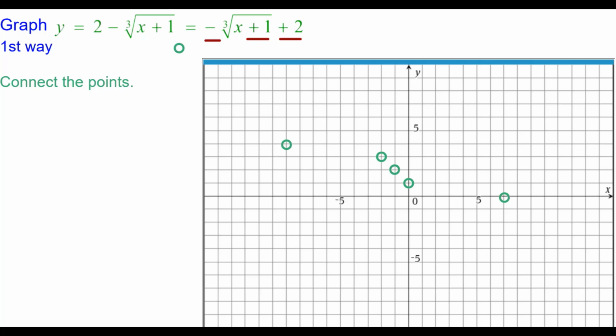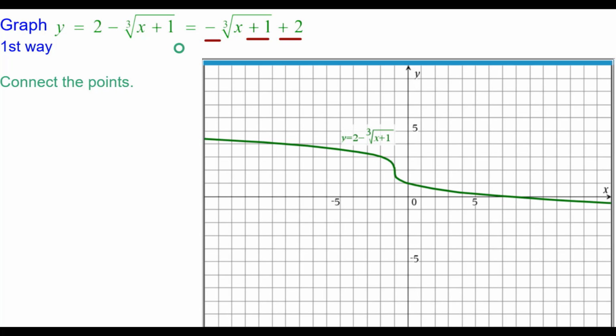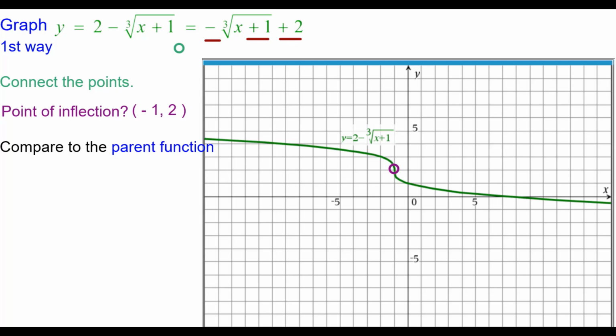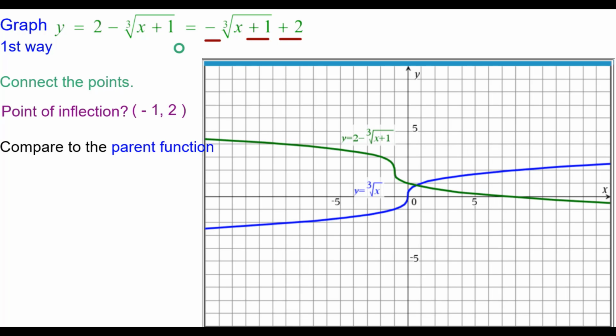Connect the points to look like a cube root curve. Point of inflection at negative 1, 2. And compare it to the parent function, and you can see it's been flipped and moved because of the negative and the plus 1 and plus 2.